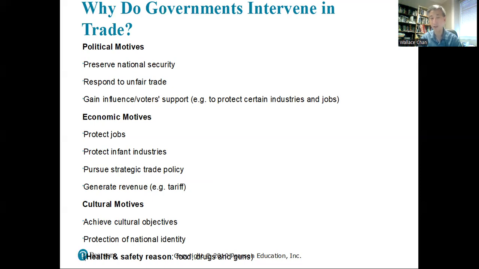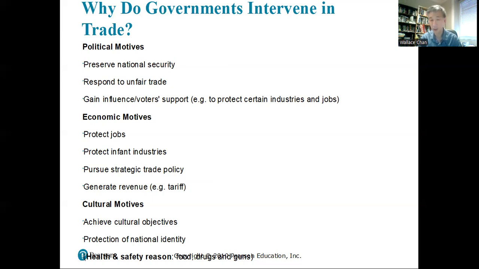Now, governments may also intervene in trade because of economic motives, to protect certain jobs, to protect the infant industries, meaning the industries that are new in the country, and the government wants those infant industries to grow to a certain point so that they can be competitive. So before the infant industries can become competitive, a government may intervene in trade to protect those industries. To pursue strategic trade policy, and let's not forget, if a government imposes, for example, tariff, revenue can be generated.